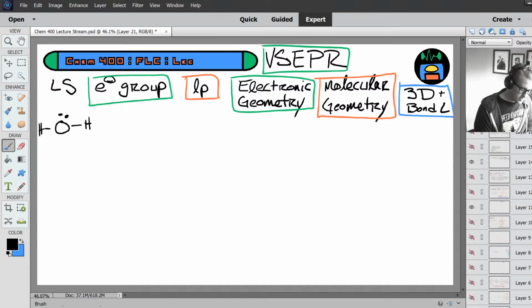Let's determine the molecular geometry for water. All right. Now, we've got 2 atoms on our central atom, plus 2 lone pairs, so that is 4 electron groups. Once you know your electron groups, you know your electronic geometry. 4 electron groups means that your electronic geometry is tetrahedral.